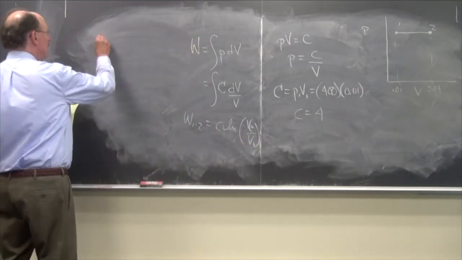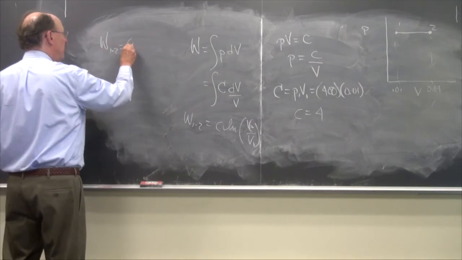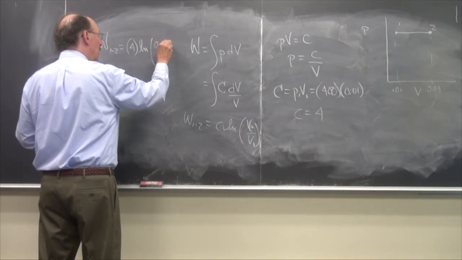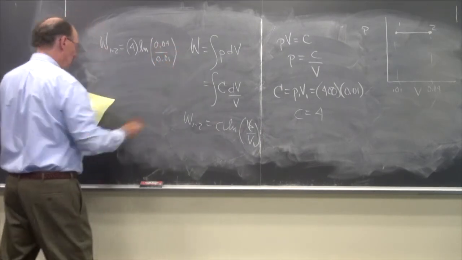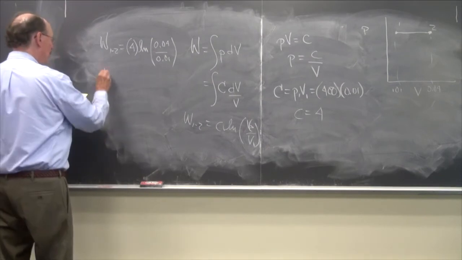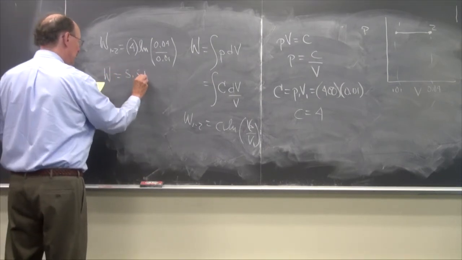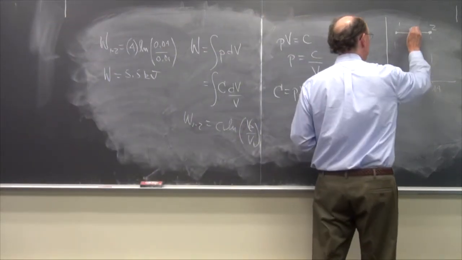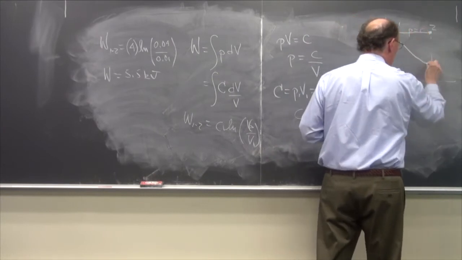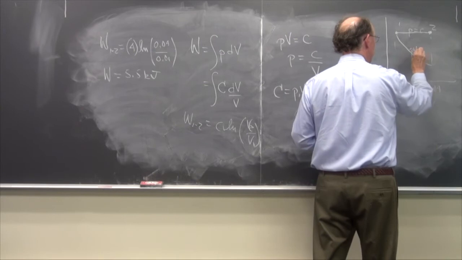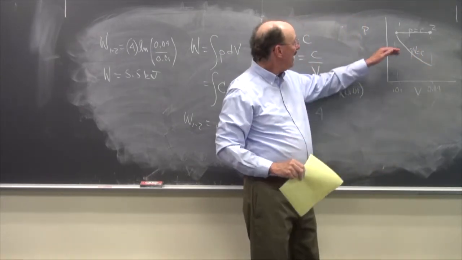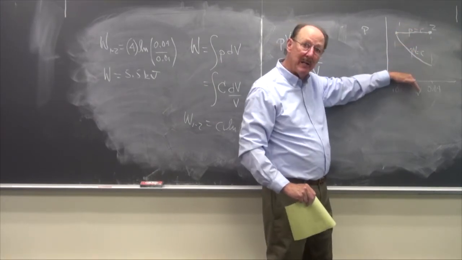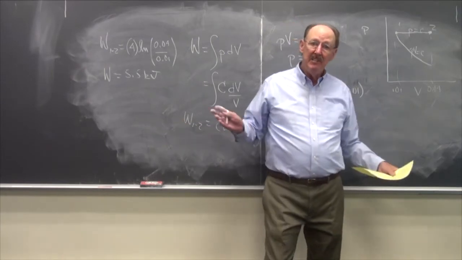If I substitute in numbers, I have that the work from 1 to 2 is equal to 4 times the log of 0.04 over 0.01, which is 4. And in this case, we have that the work is equal to 5.5 kilojoules. So this was for P equals C. This was for PV equals C. And so I can see that the work for constant P is 12, so it's a bigger area under the curve, and here a smaller area under the curve, hence the difference in the values.